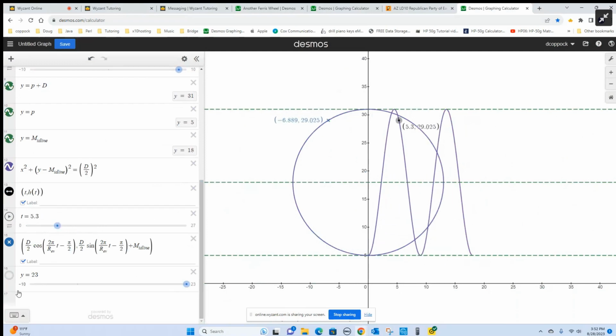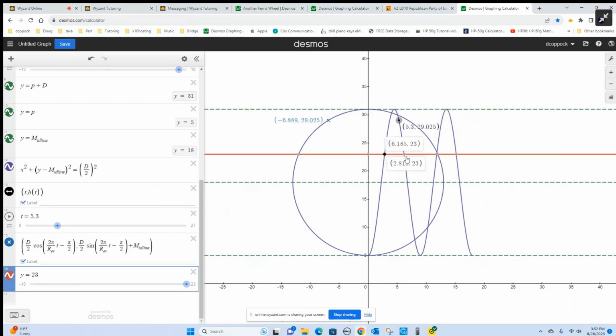Okay, so it looks like we want to know, when does this graph hit the line y equals 23, which is this red line? And really, we want to know, when is the graph above that red line? Well, it looks like 2.815 and 6.185 are the times above 23, between those two values. How are we going to find that out?